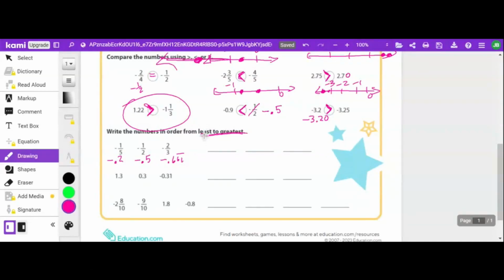Okay, we're going from smallest to largest. With negative numbers, the smallest number is the furthest one out to the left, the one that's way out to the left of the others. Which one of those is further out to the left? Which one of those is further out, more negative than the others? One of those is more negative than the others.